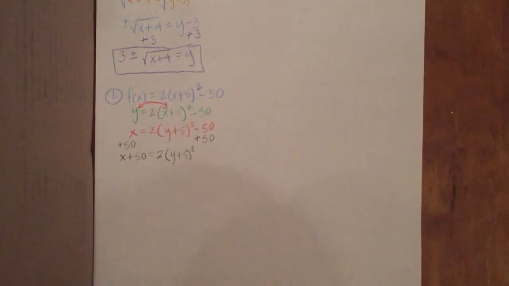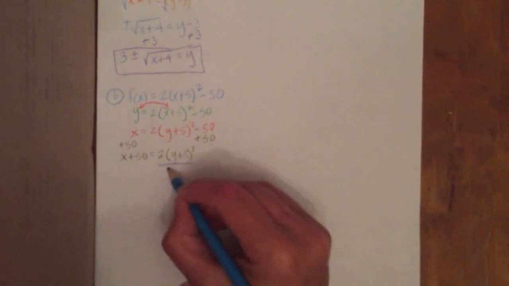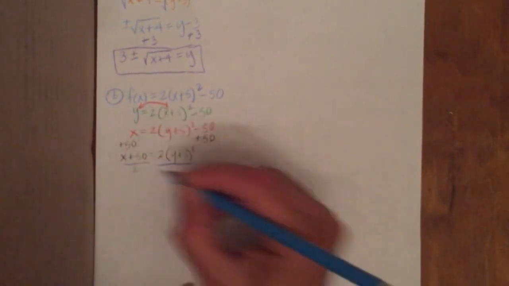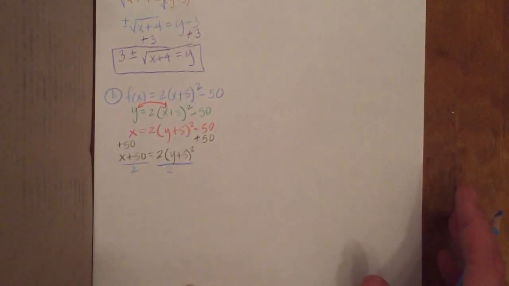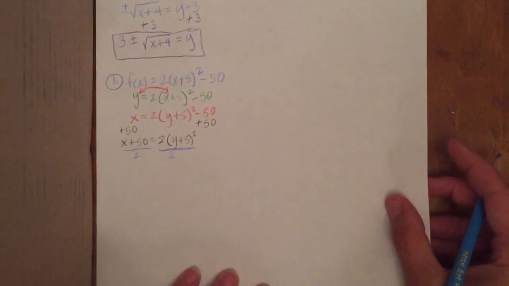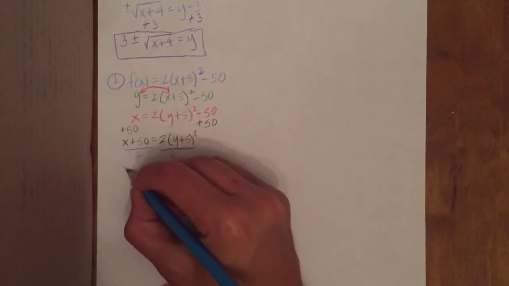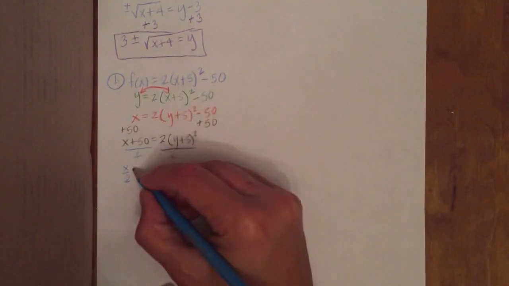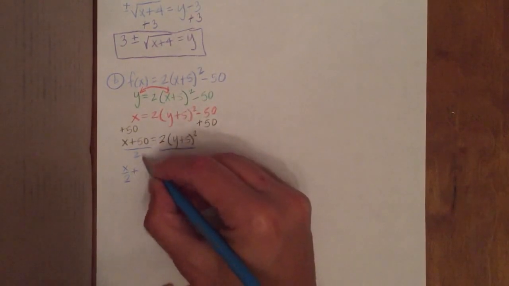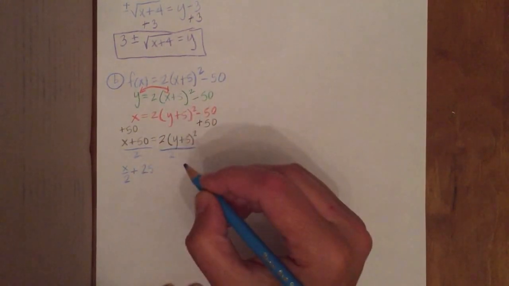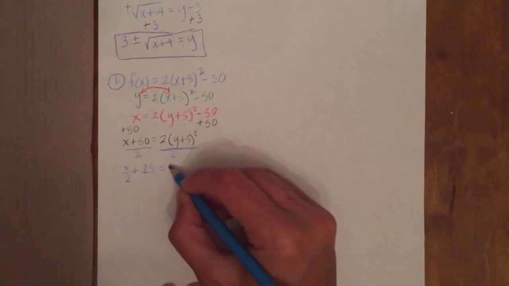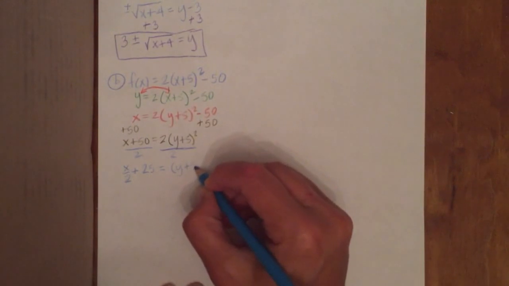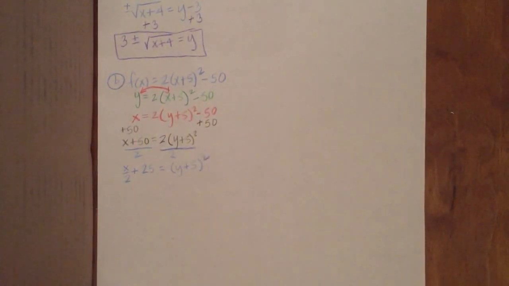Okay? So what do I do with my next step? Well, I've got that 2 out in front, so I can divide both sides by 2. Now what's that going to create for me? There's two different ways you can write this. I can separate this out and write it as x over 2 plus 50 over 2, which is 25. Or I can leave it like this. I'm going to change it to 25 equals y plus 5 squared. Okay?